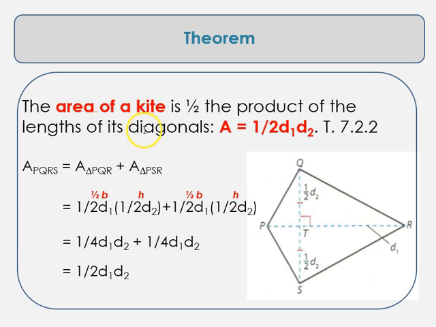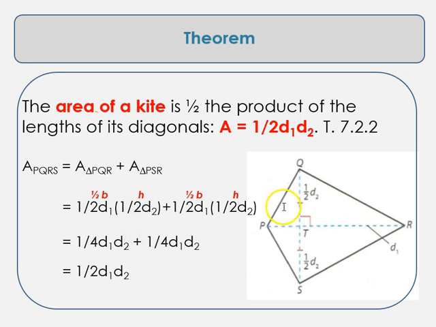Area of a kite is our next theorem. It's 1/2 the product of the length of its diagonals. So looking at our kite figure, you can see we have two diagonals, PR, which we're calling diagonal 1, and QS, which is diagonal 2. Because of the diagonals that are drawn, the crossbar is divided in half, and we have 1/2 diagonal 2 for both segments.